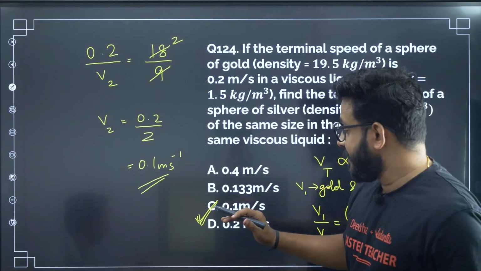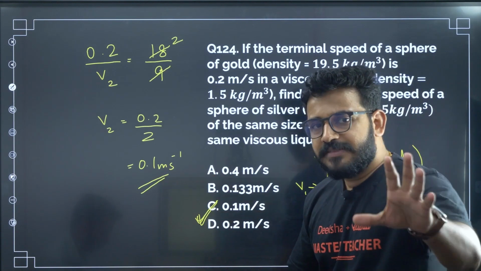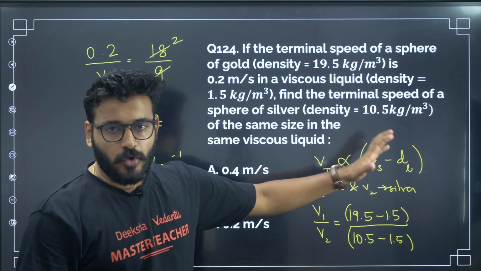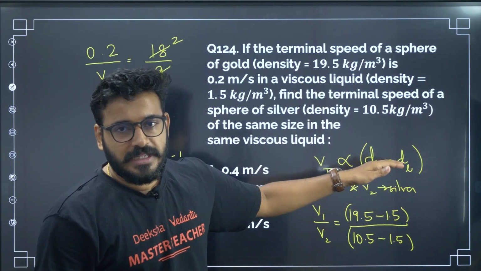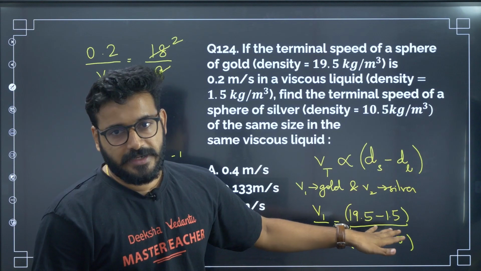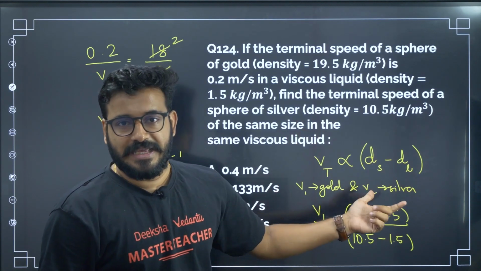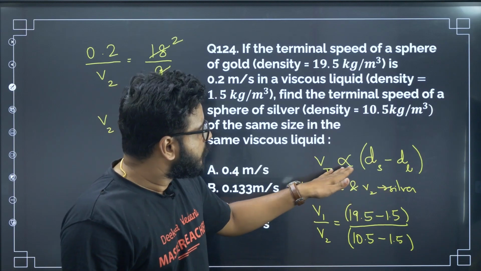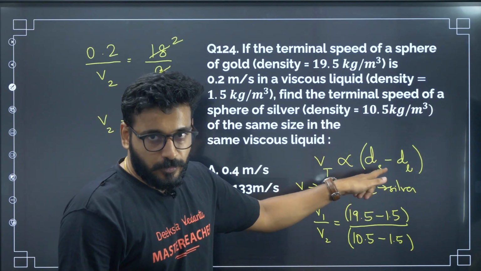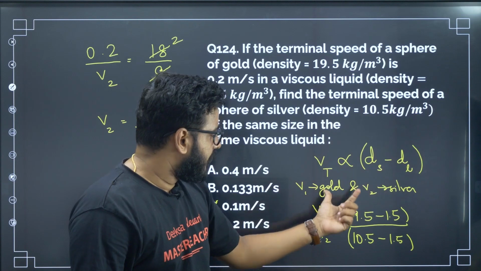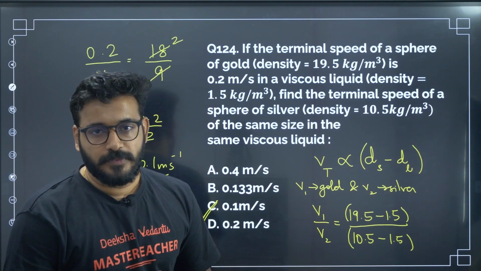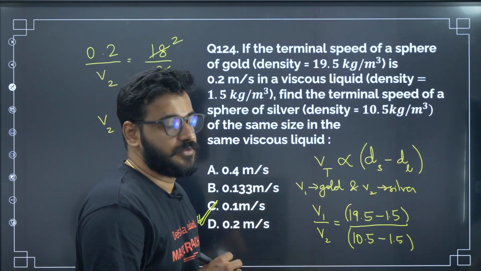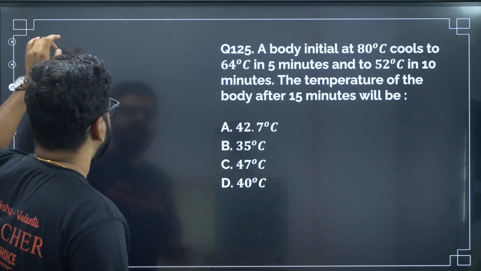Alright, so this is the correct answer. Once again, the only thing you have to keep in mind is what is the relation, what is given and what you have to relate. The formula is pretty big, 2r square (d1 minus d2) by 9 eta and all that. But here, since everything is constant, and it is the same liquid we are using, you just have to see that the velocity is proportional to the change in density, and then you can take the ratio correspondingly. Once again, very simple if you know this relation. All right, fine. Let us look at the next question.